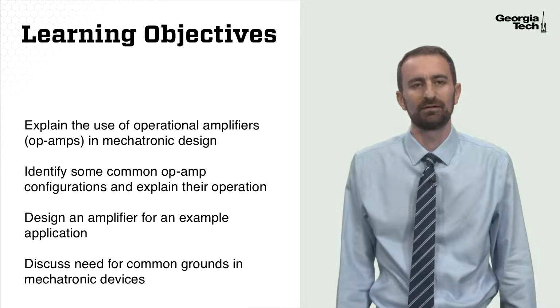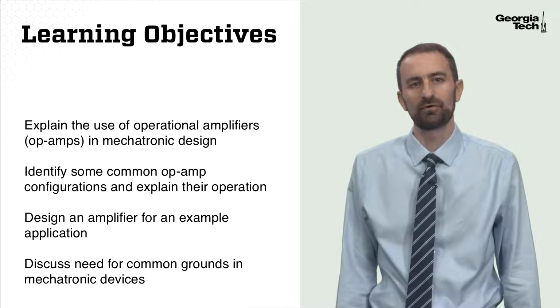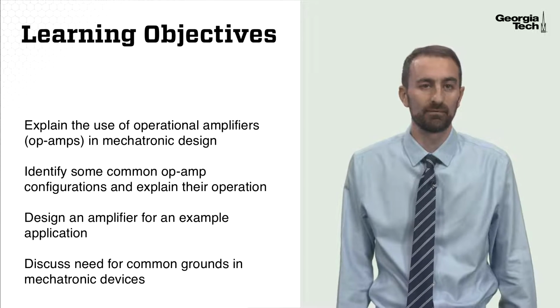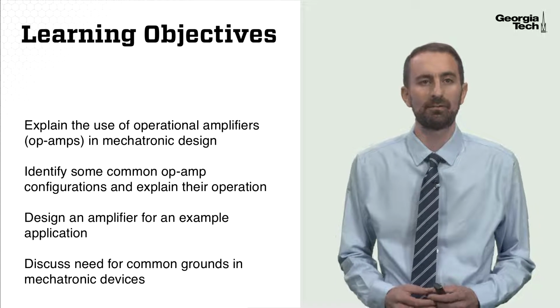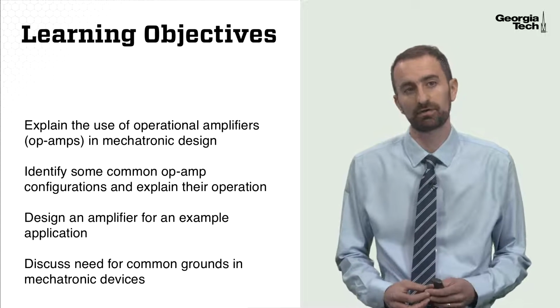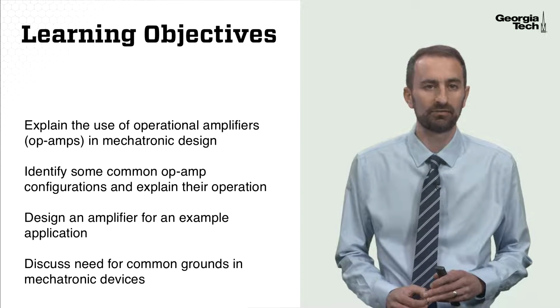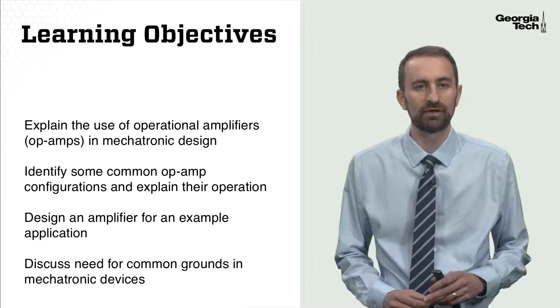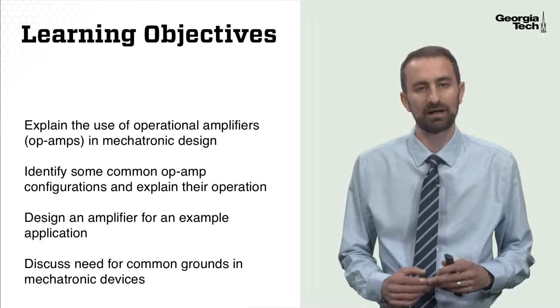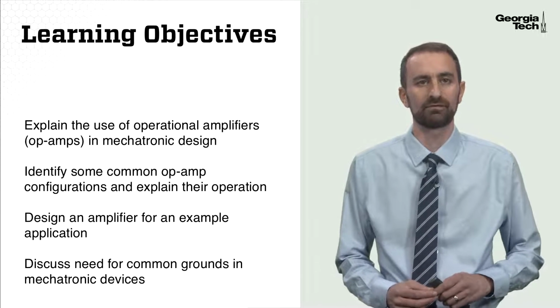The learning objectives of this lesson are to first explain the use of operational amplifiers, or op-amps, in mechatronic design, identify some common op-amp configurations and explain how they work. We'll design an amplifier circuit for an example application. And then finally, we'll discuss at the end the need for something called a common ground in a mechatronic device.